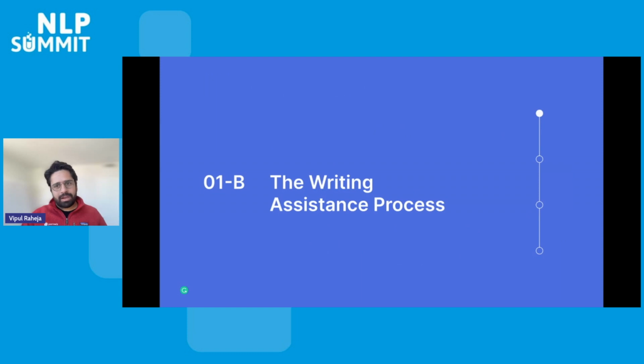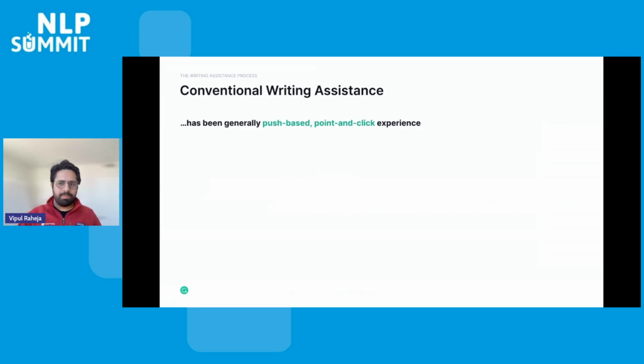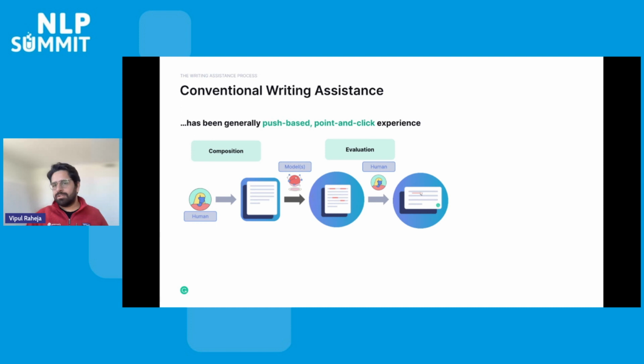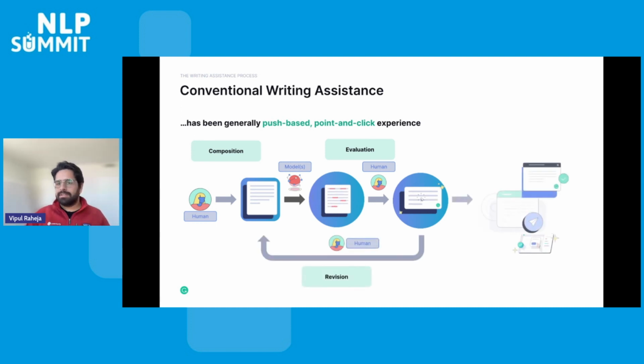So with the advent of large language models, similar to the differences that we see in the writing process, the processes and paradigms of writing assistants have also undergone a major shift. Broadly speaking, conventionally, writing assistance has been generally system-driven or a push-based protocol where a user would type their text, the system would evaluate it against some machine learning models, and then provide a set of suggestions, which the user could accept or reject. This would go on for a few turns until the system didn't detect anything worth improving.